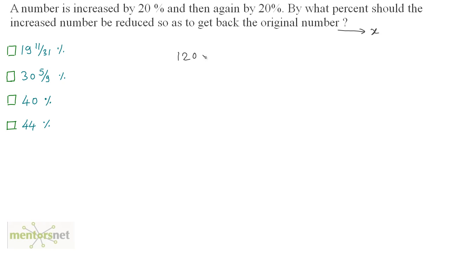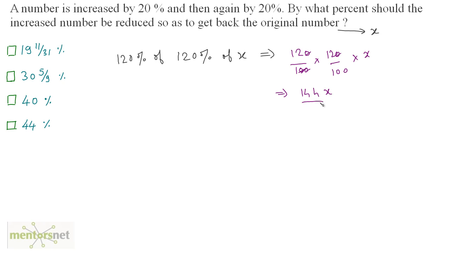So 120% of x. Now this value is again increased by 20%. So again I can write 120% of this value. Let us calculate what this value comes out to be. We have 120 upon 100 times 120 upon 100 times x. So we can cancel out these zeros. So this is 144x upon 100.